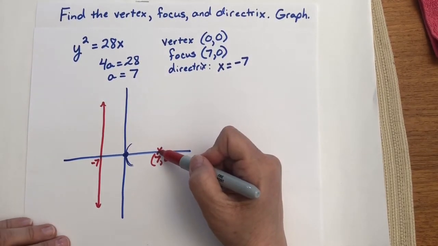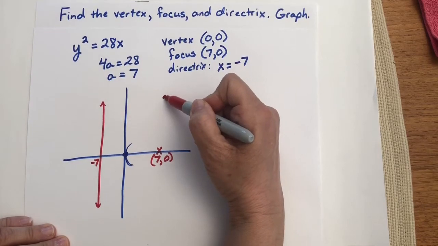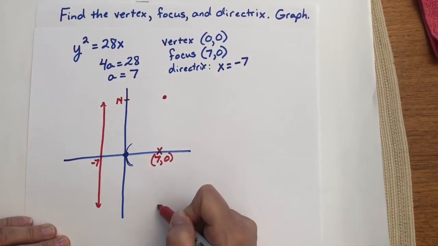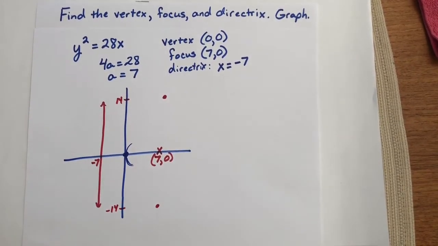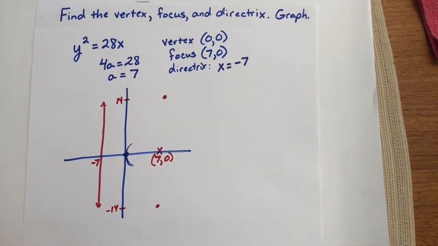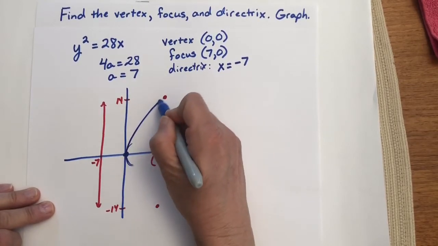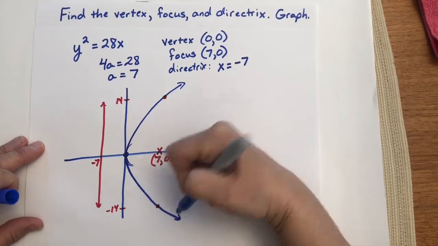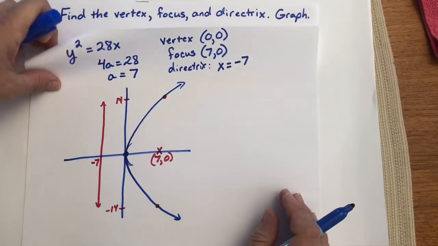So we divide that in half. That means I'm going to go up 14 and down 14 for a total of 28 across this parabola. And now I can draw a nice, decent parabola through those points. And I have it sketched. Let's do another one.